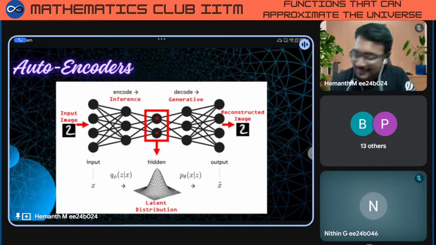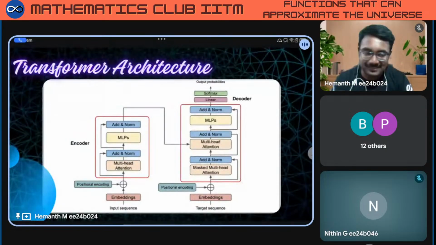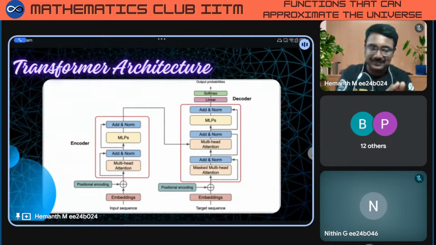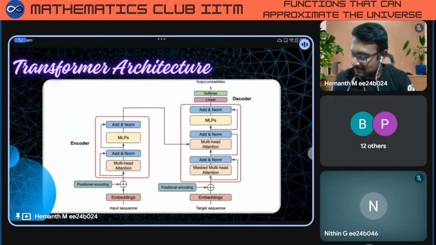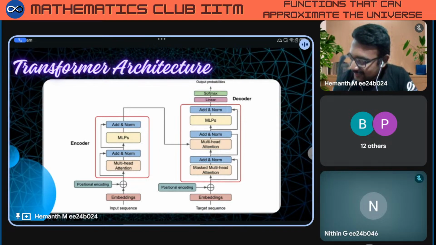Then also in 2017, there came this paper, Attention Is All You Need, where they introduced the transformer architecture. The most important key thing in this transformer architecture is that it was meant for modeling sequence to sequence tasks, like when you have some text and want to generate the next word. Here also they use multi-layer perceptrons. You can see these MLPs in both the encoder and decoder. I won't go into the depth of all this because it is beyond the scope of this session, so you can take a look at that paper after this session.